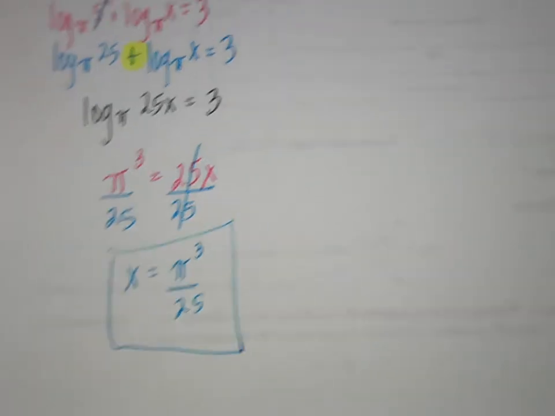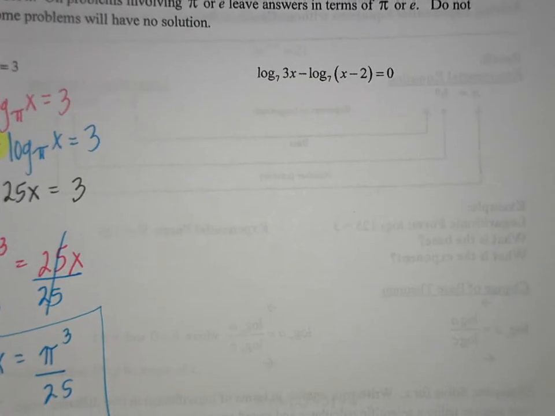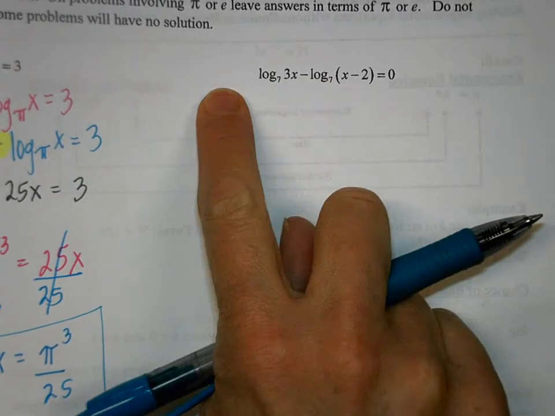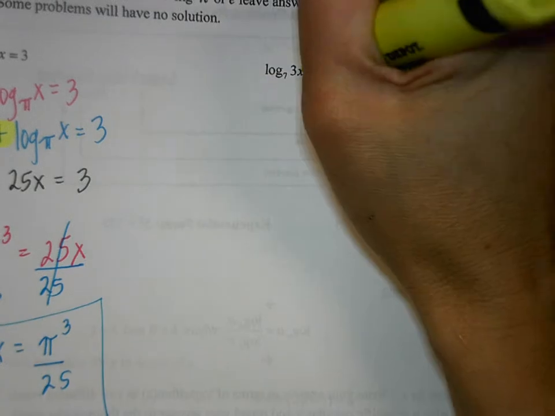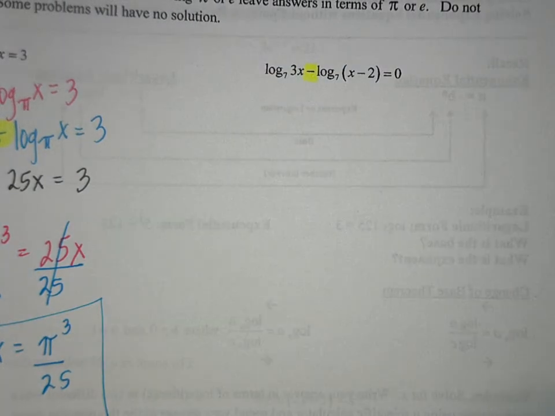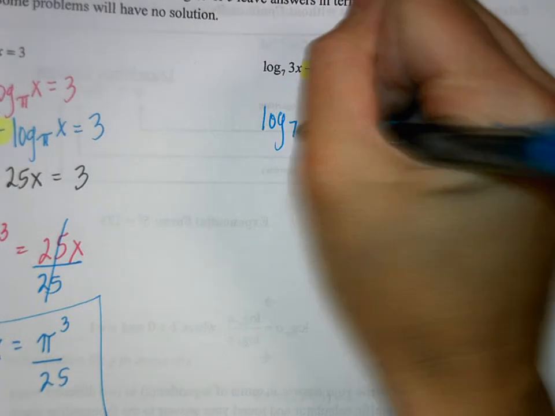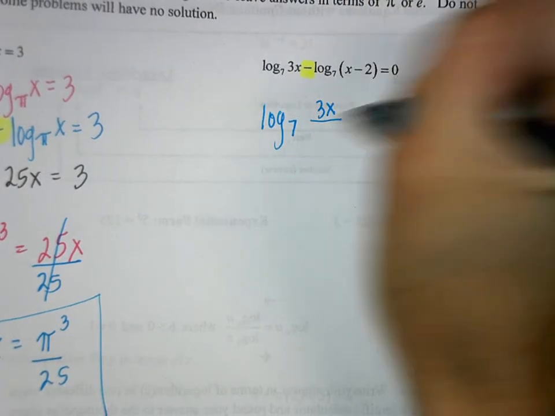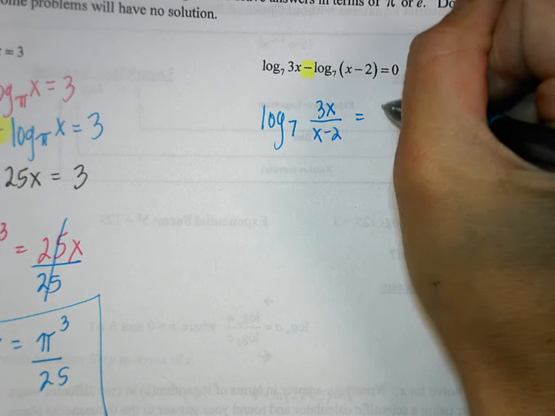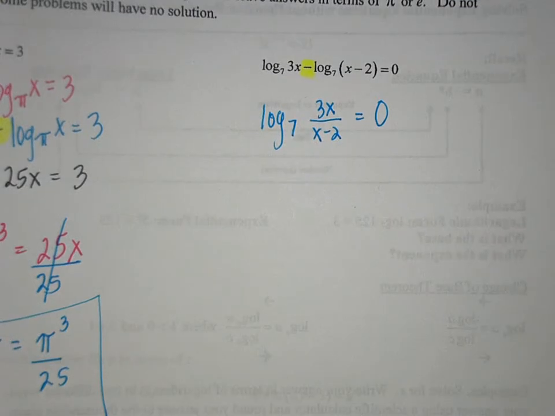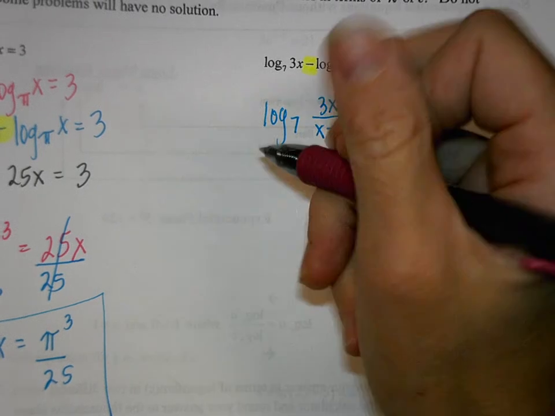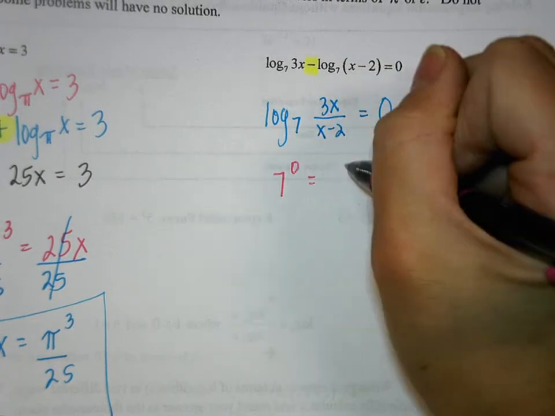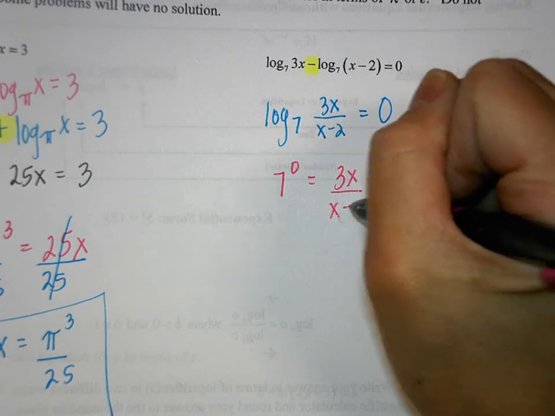Okay, last one. All of these have a log coefficient of 1. So our first step is just to condense. And so when I have subtraction here, how do I condense it? Very good. Division. Log base 7 of 3x over x minus 2 equals 0. How do I eliminate the log now? 7 to the 0 power equals 3x over x minus 2.